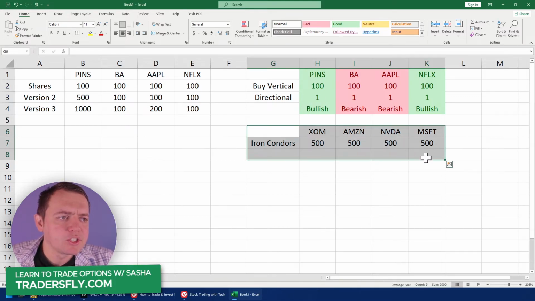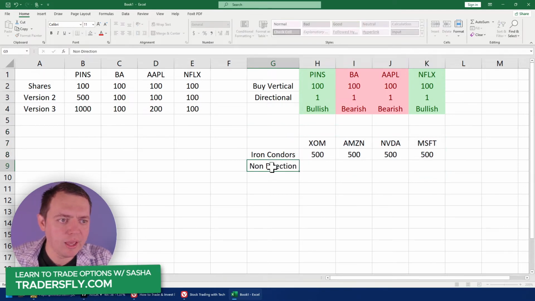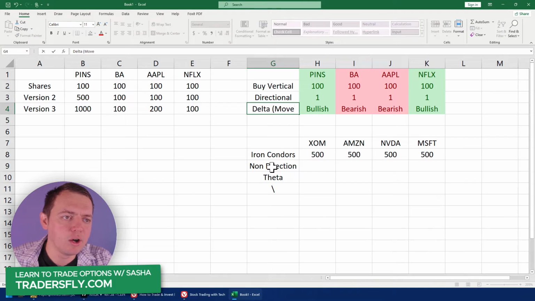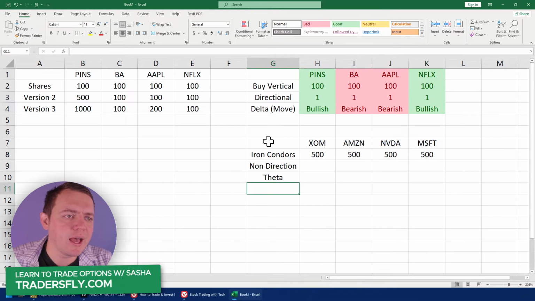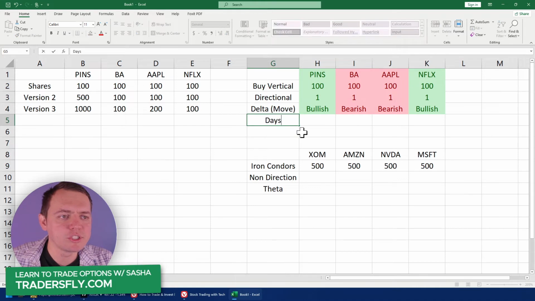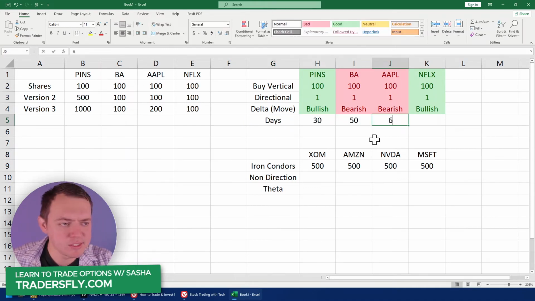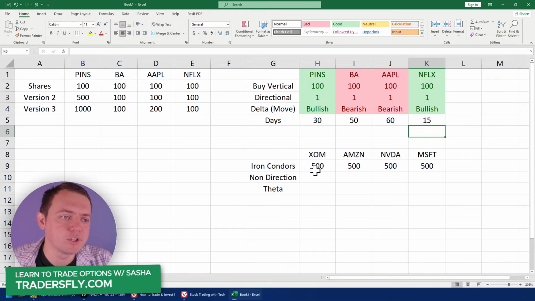Now, the other thing that we start doing is with iron condors, these are more non-directional, and they are making money from theta, whereas these other items are making money from delta. So these are looking for a move or movements. The other thing that you can do in terms of spreading capital is also start looking at the amount of days. So if we start looking for days till expiration, this one might be 30, this is 50, this is, let's say, 60, and this last one could be like a 15-day. So you could be spreading out capital from short duration to long duration as well.